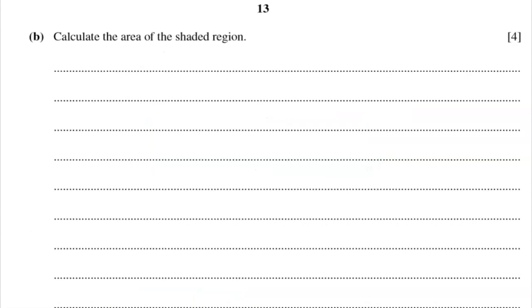Okay, so we should try and make it clear to whoever is marking it what we're doing. We're going to do the area is, okay, the whole rectangle, which was 5 times 15, minus the area under the line, which is the integral from 1 to 16, right?